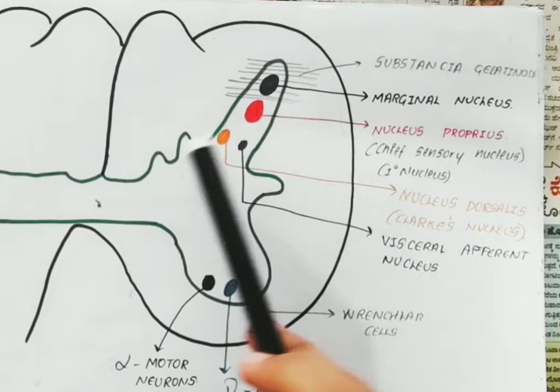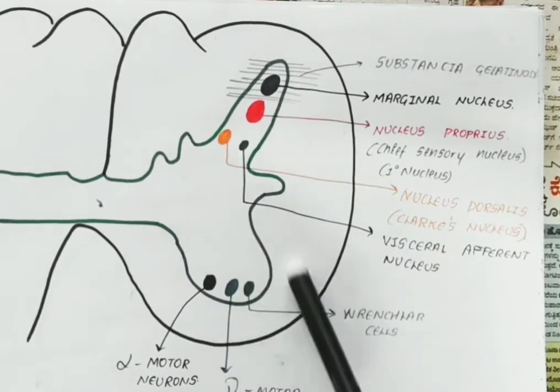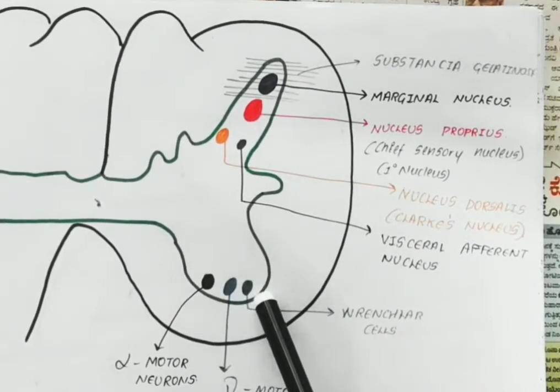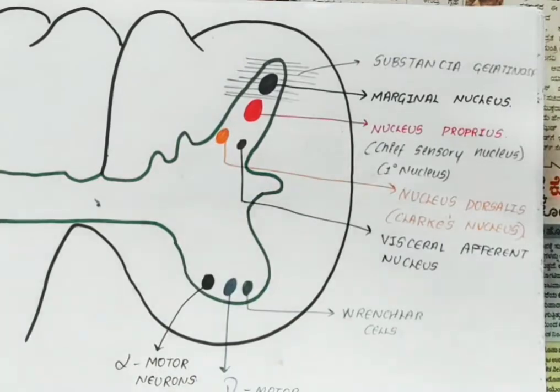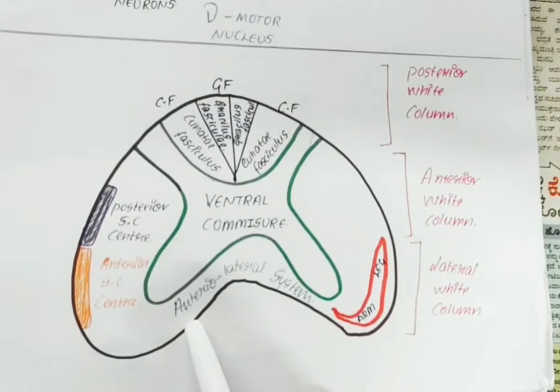Remember, it has dorsalis for the dorsal side. On the ventral side it is the visceral efferent nucleus. You can see the three types of cells, that is alpha motor neurons, gamma motor neurons, as well as the Renshaw cells. This was about the first diagram. Now we look at diagram 2. So this is the second diagram which you need to know.